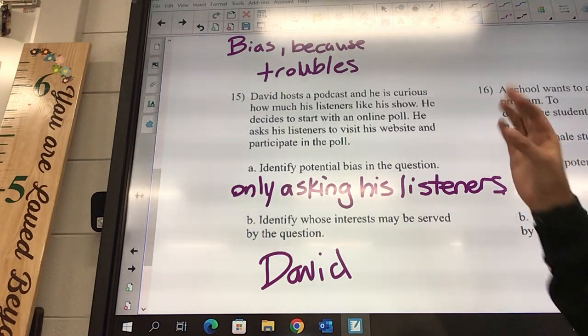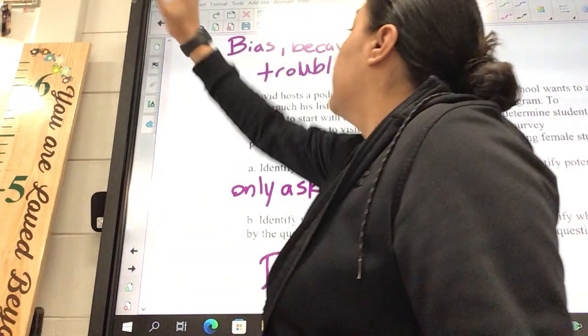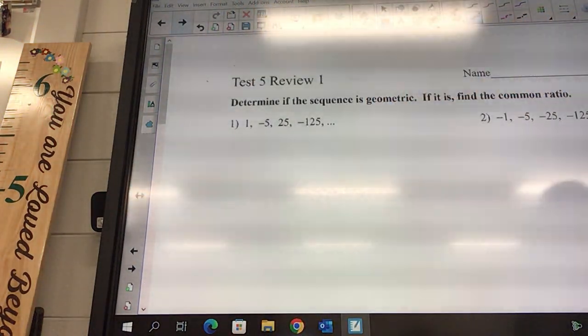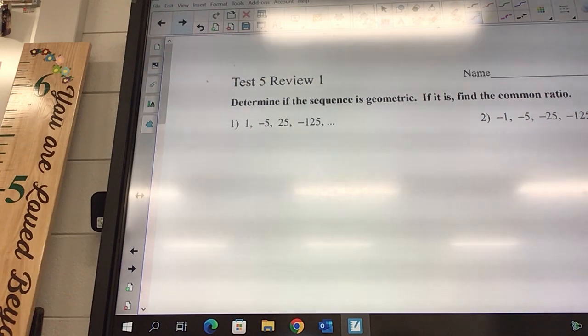Can I scroll? Okay, determine if the sequence is geometric. If it is, find the common ratio. Okay, so how do we find if it's geometric? If all the numbers go by the same. If they all go by the same.